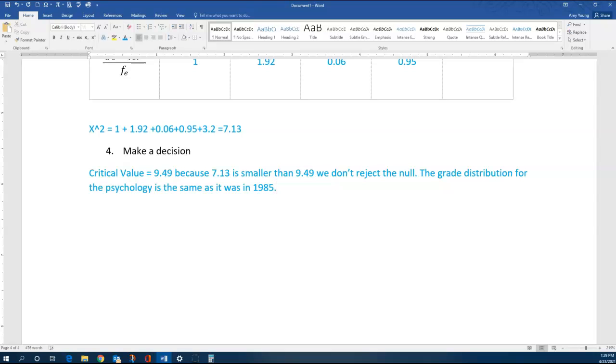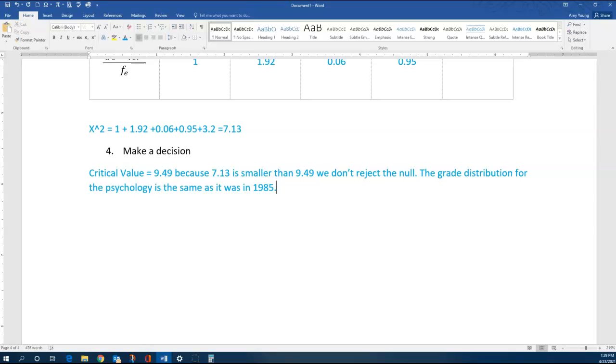Okay, so again, we reject the null hypothesis only if the statistical value that I found, that's chi-square in this instance, is greater than my critical value. So again, 7.13 is not bigger than 9.49, so I cannot reject my null hypothesis. So I do not reject, which means that we're still assuming that the grade distribution is the same as what it was in 1985.